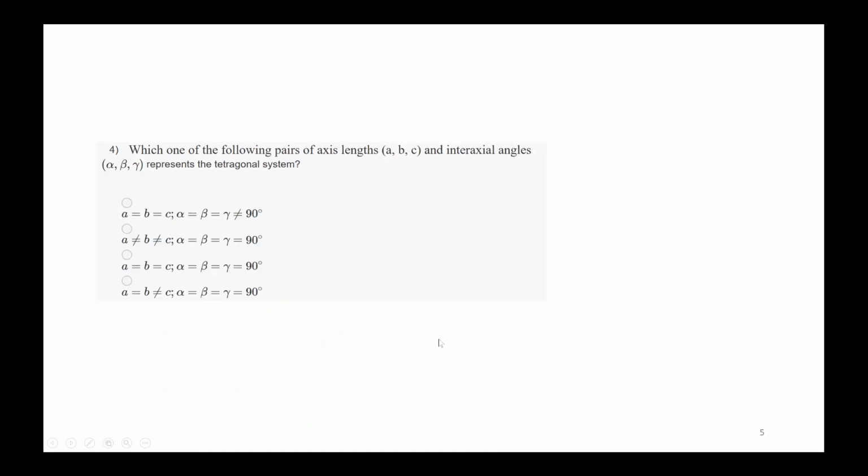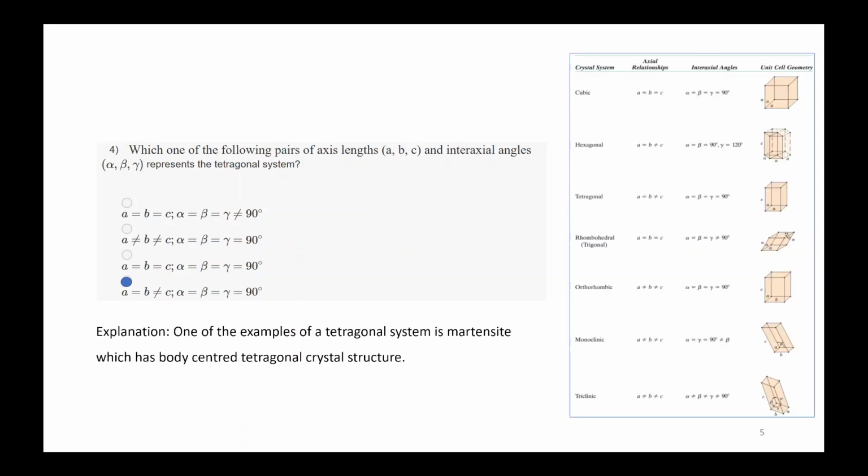And the fourth question is, which one of the following pairs of axis lengths A, B, C and interaxial angles alpha, beta, gamma represents the tetragonal system? Your options are these, and in case of tetragonal, you will be having just one direction different than the A and B.